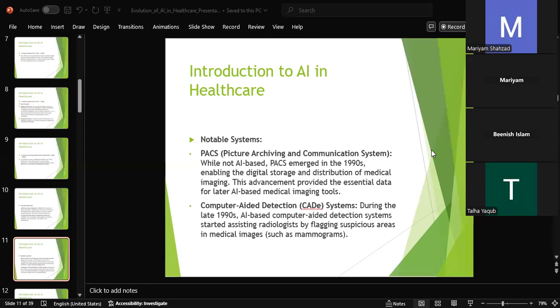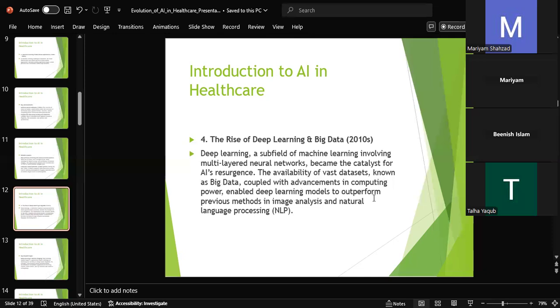Then, as we have discussed, the CADs were integrated with PACS, the picture archiving and communication systems. So it also required large costs. Implementing the CAD systems with hospital networks required integration with existing IT infrastructure, which was very costly and complex. So this is how we moved further from computer-aided detection systems to the rise of deep learning and big data.